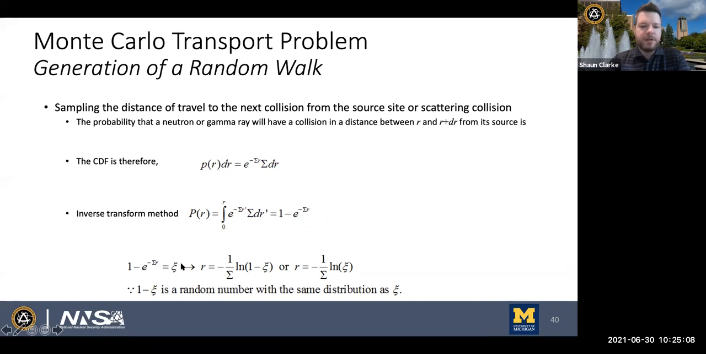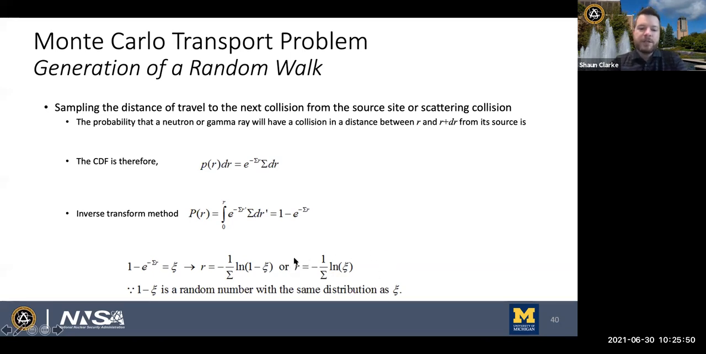Set it equal to a random number and solve for r, which is the variable of interest, as r equals minus 1 over the total cross section times the log of 1 minus the random number. We can do a small simplification here because of the nature of our random numbers. If you remember from yesterday, these random numbers are uniformly distributed values between 0 and 1. Because of that property, 1 minus a random number is distributed in the same way as the random number. They're numerically different, but the distribution is the same. So we can just replace it and make the arithmetic a little simpler as we apply this in code.